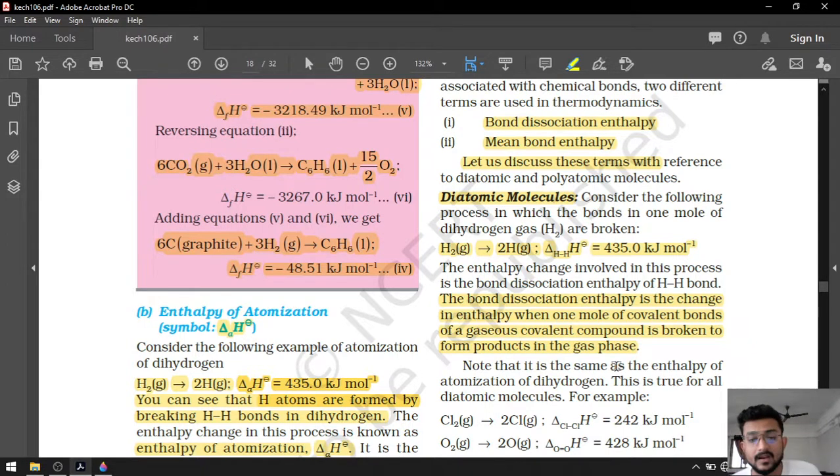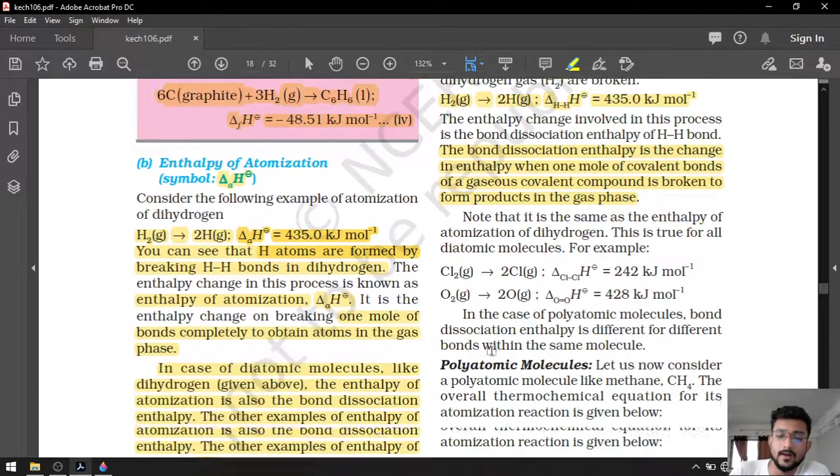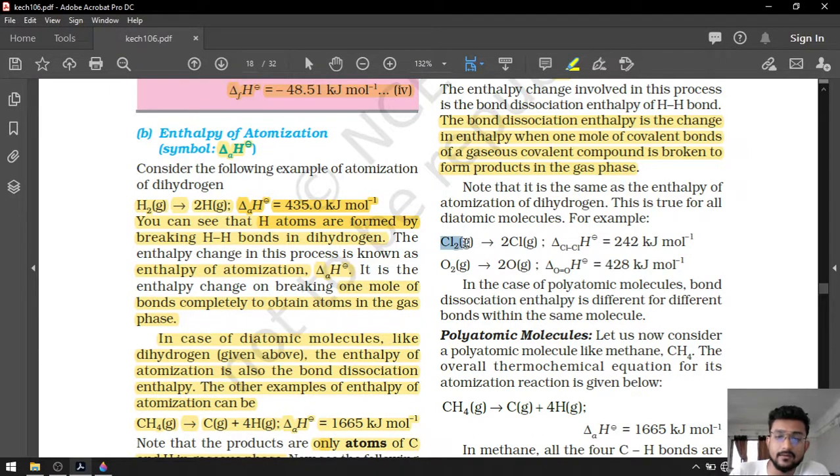Okay. After that, note that it is the same as enthalpy of atomization in dihydrogen. I told you already. Likewise, dichlorine converted to 2 chlorine atoms in the gaseous phase, dioxygen converted to 2 oxygen atoms, and both are atomization enthalpy as well as bond dissociation enthalpy.